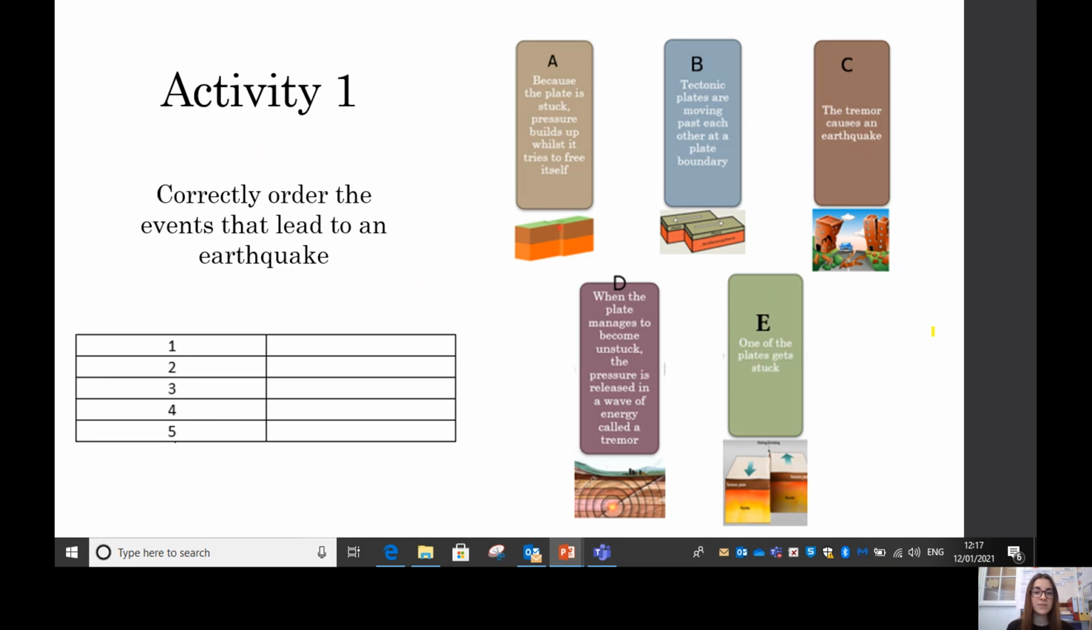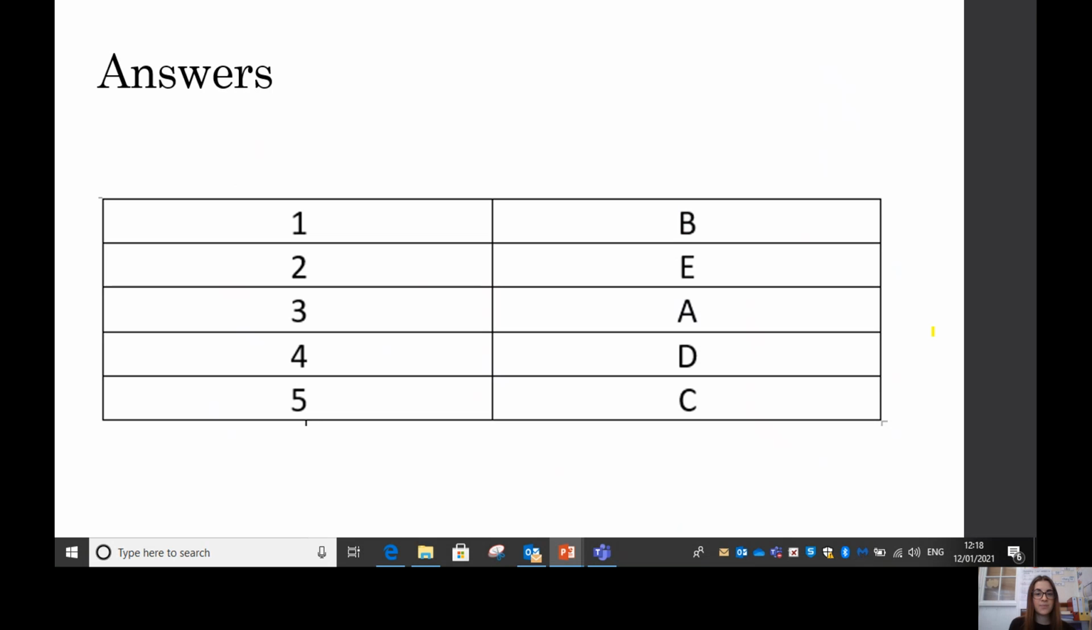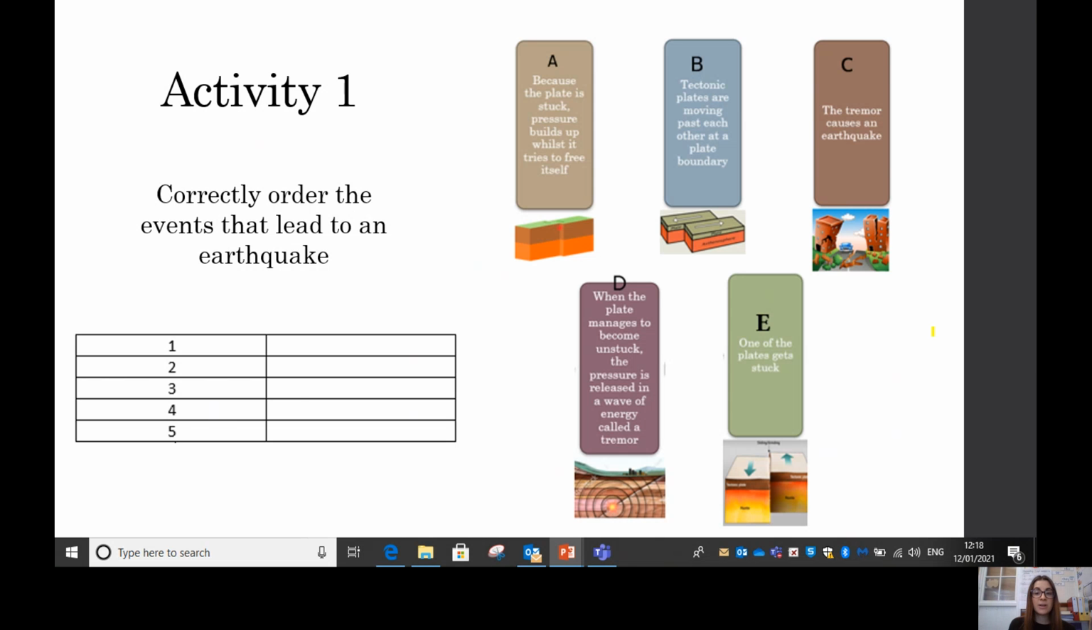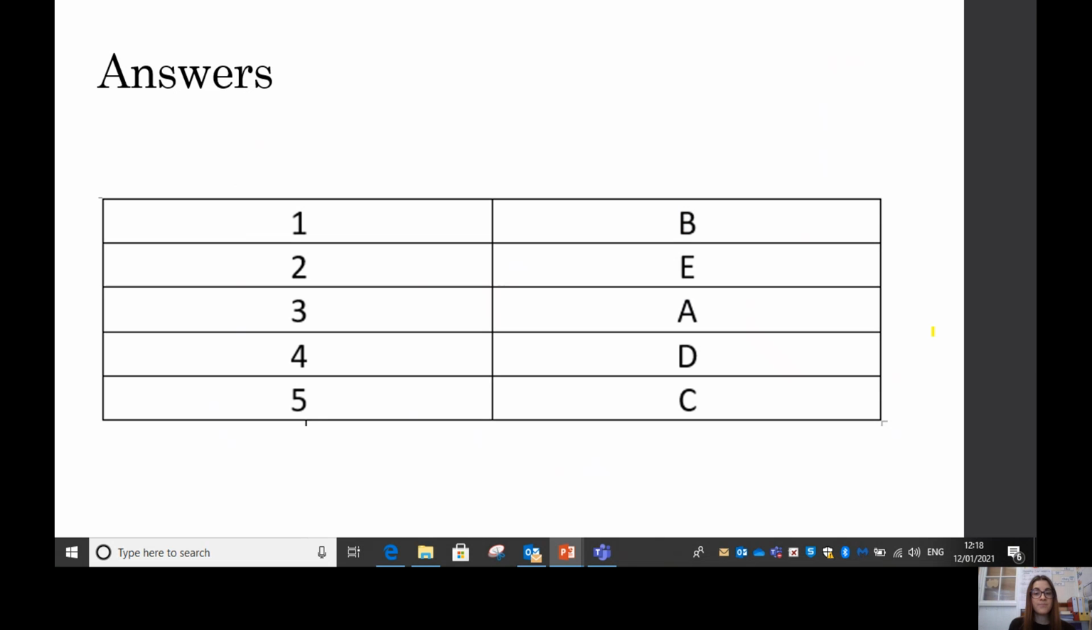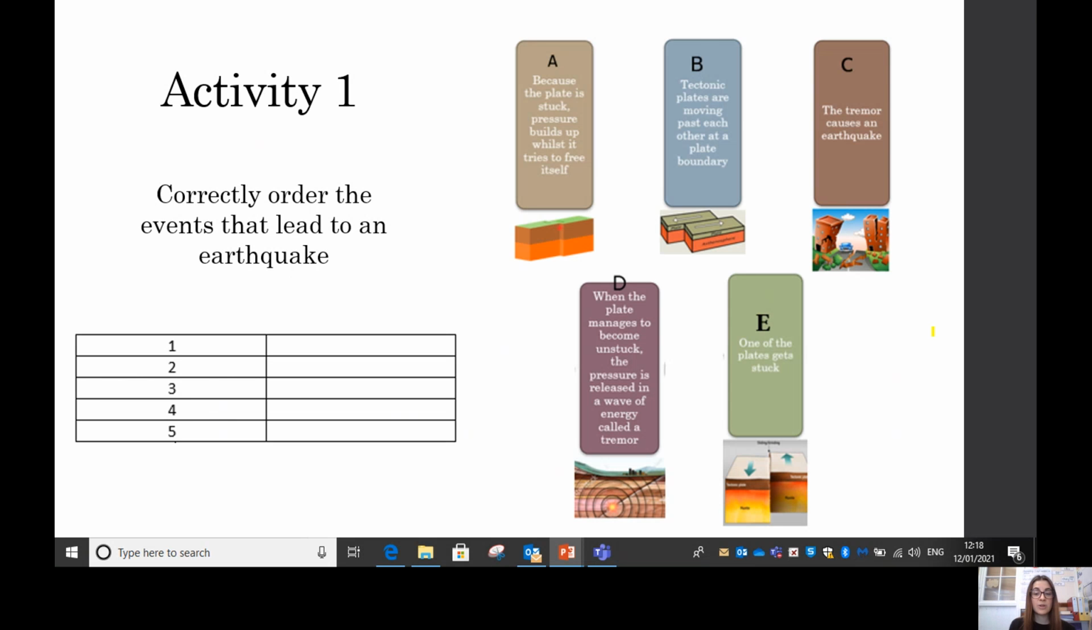Okay, welcome back. Well done for completing that activity. Let's check if you got the correct answers. So here are your answers. You can mark it yourself. So stage 1 was B, which is that tectonic plates moving past each other at a plate boundary. Step 2 was E, which is that one of the plates becomes stuck.